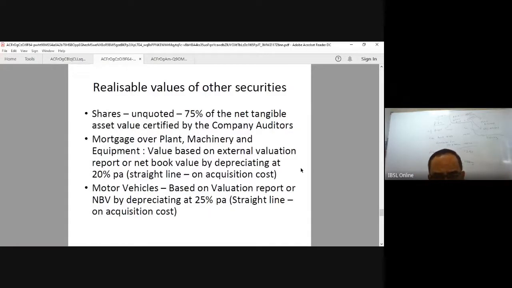If it is unquoted, you can take 75% of the net tangible asset value. That also from the accounts we can take the book value, right? Net book value, 75% of that. So this should be certified by the company auditors because we can't verify that independently. So the auditors will have to certify that valuation, and we can take it.